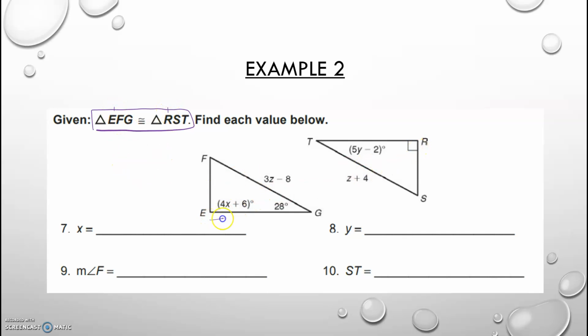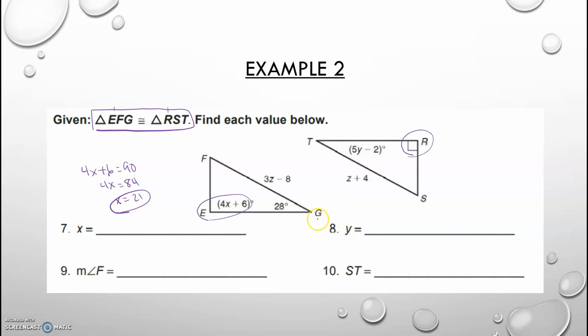Let's see if R has something. Well, we know R is 90, so E has to be 90. So 4x plus 6 has to equal 90, and then we can solve. Subtract 6 from both sides, so we get 84. Divide both sides by 4, 21. And there's your value for X.